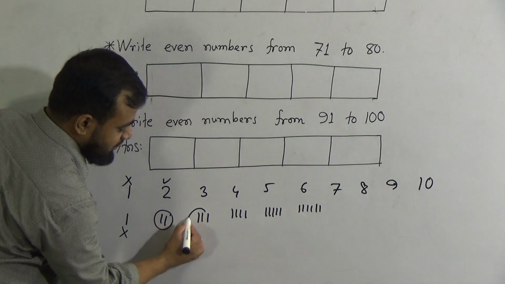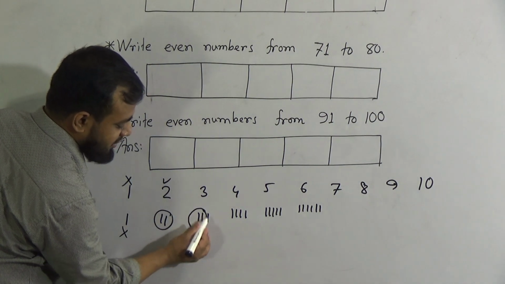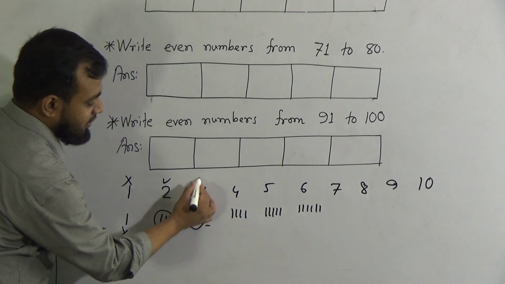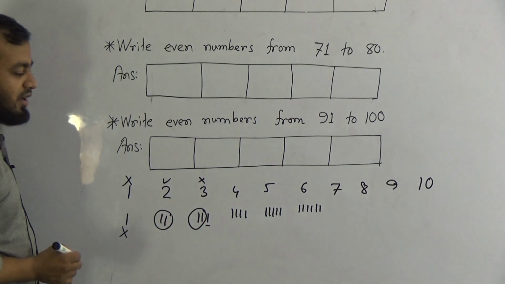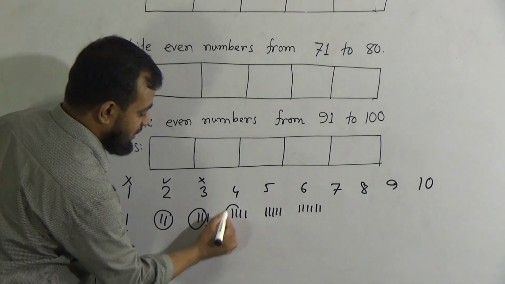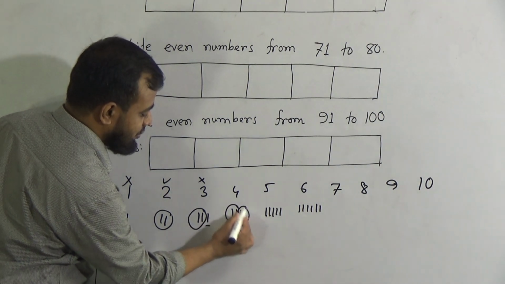3 sticks: from these 3 sticks, 2 can make a pair, but this one is alone. That's why 3 can't make a pair, and that's why 3 is not an even number. Like this, 4 can make a pair, right? So 4 is an even number.